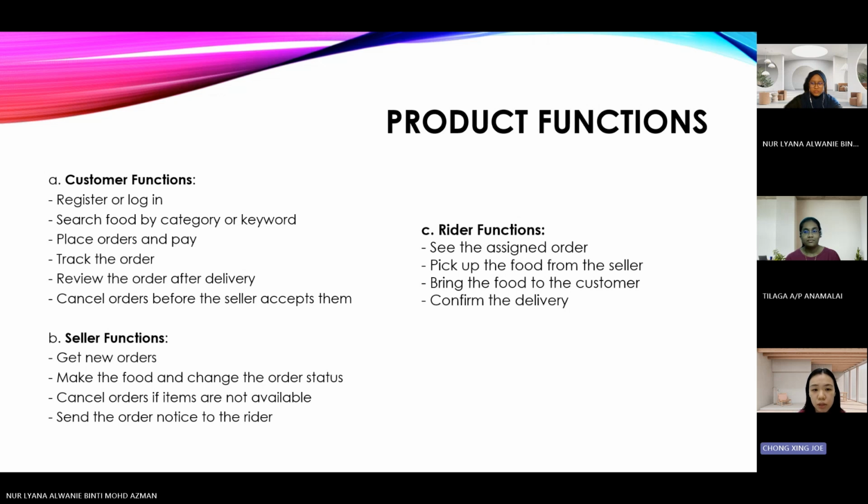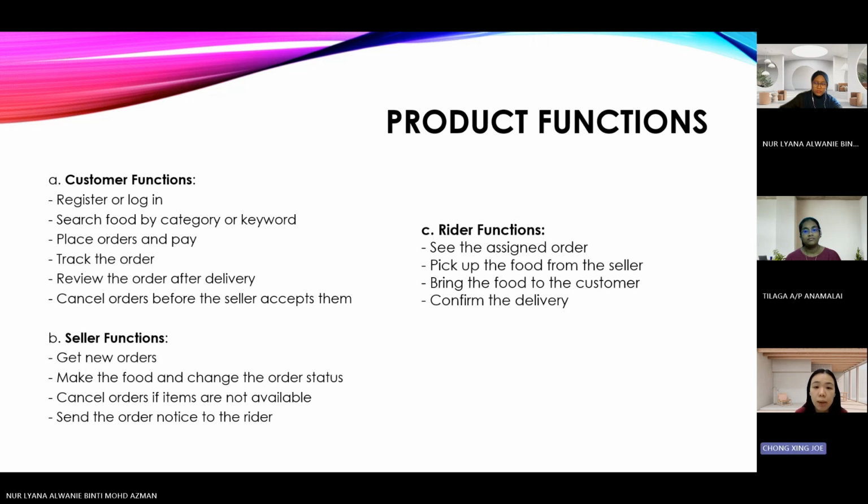The second one is the seller function. The first is to get the new order from the customer, and they can also change the order status. They can also cancel the order if items are not available. The last seller function is to send an order notification to the rider.